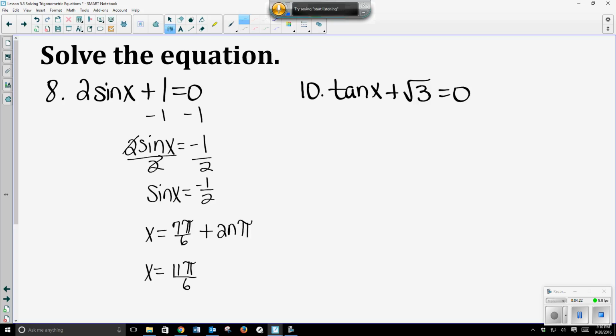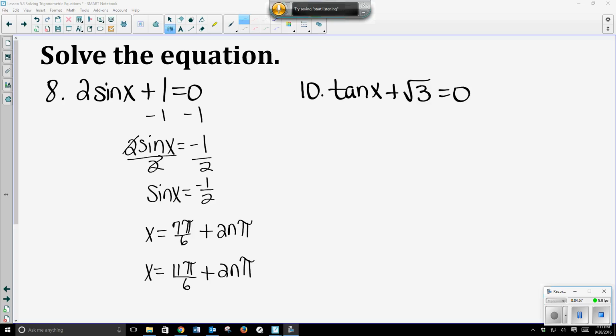So what does that mean? If I plug 0 in for n, I get 7 pi over 6. If I plug 1 in for n, I get 7 pi over 6 plus 2 pi. If I plug 2 in for n, I get 7 pi over 6 plus 4 pi. So that accounts for all of your solutions where it would land at 7 pi over 6 to infinity. So then you would do the same thing for 11 pi over 6. So that would be all solutions for number 8.